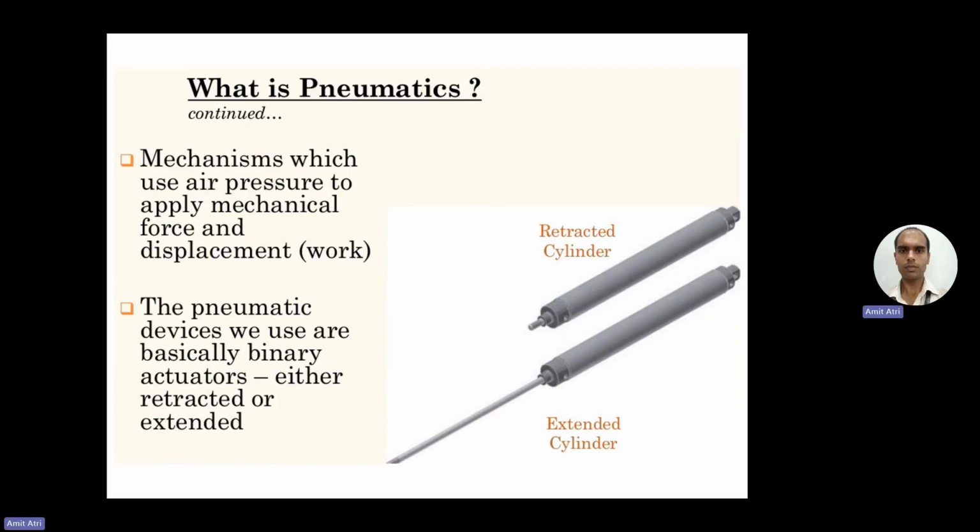Now, mechanisms which use air pressure to apply mechanical force and displacement. So this is the introduction to the field of pneumatics. Then the pneumatic devices we use are basically binary actuators, either retracted or extended. In the diagram we can see the first figure showing a retracted cylinder, and the second showing the extended cylinder.